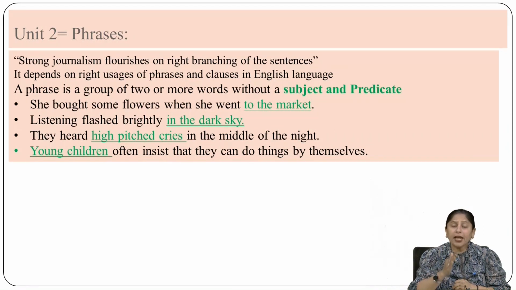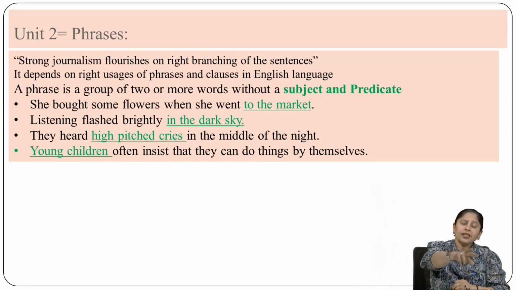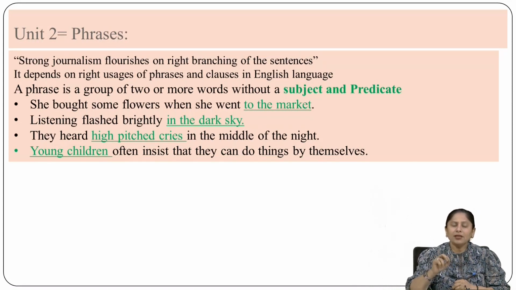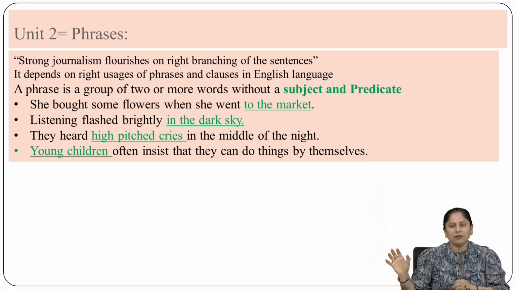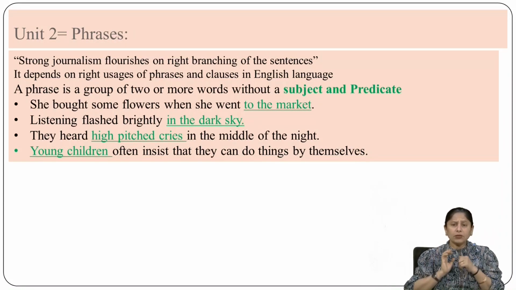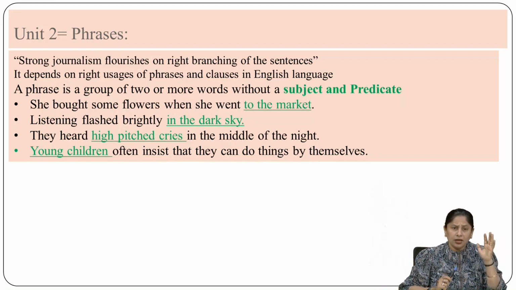That is also one kind of grammatical pattern of the sentence. So where the phrase comes in the sentence becomes very much important, which we are going to learn right now. Then again in the beginning part you can see, young children often insist they can do things by themselves. So again, young children coming at the place of subject. So where the phrase comes becomes very much important in this particular topic, that also we are going to discuss right now.